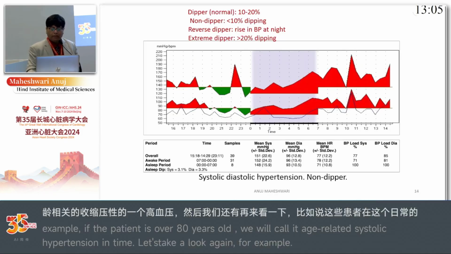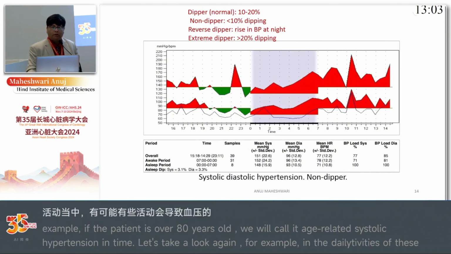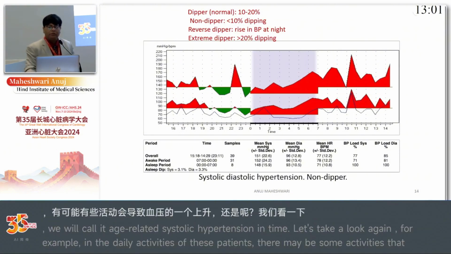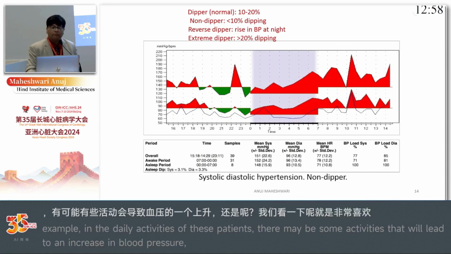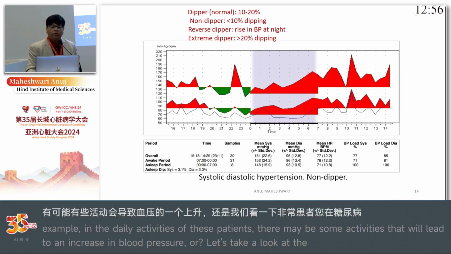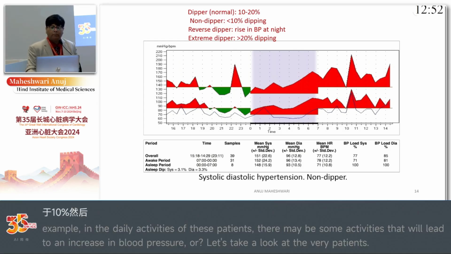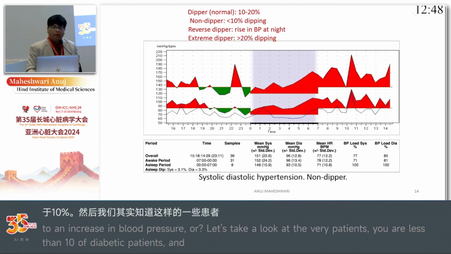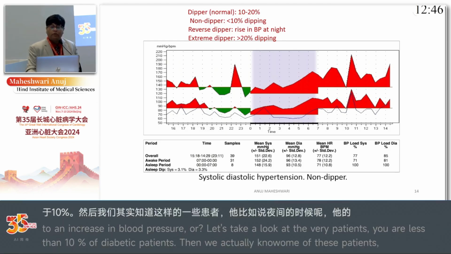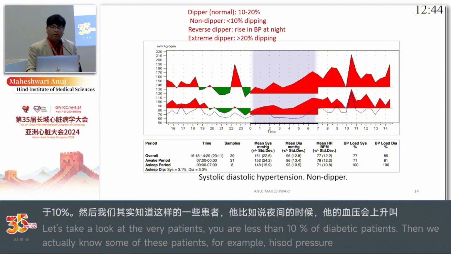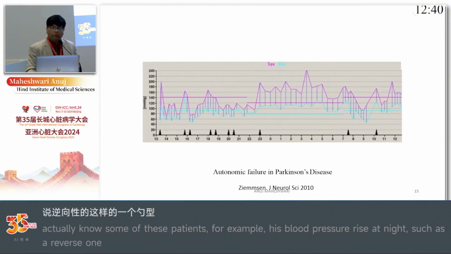Now the question arises, non-dippers. The non-dippers are the biggest issue in the diabetic population. Usually we all know that blood pressure falls 10 to 20% in the night time compared to the daytime. But those who have less than 10% dipping in the night time are called non-dippers. Those who have a rise in blood pressure in night time are called reverse dippers, and extreme dippers are those who are having dipping of more than 20%.